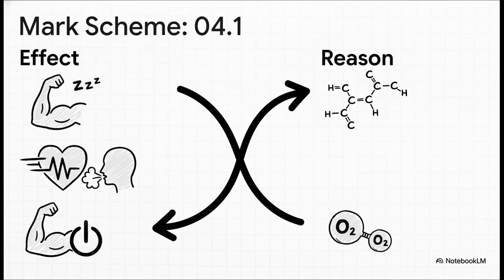And this right here is the key to unlocking those 4 marks. The points are given out in pairs. You can't just say muscle fatigue and expect a mark. Nope, you've got to link it to its cause. So you'd say muscle fatigue happens because of lactic acid buildup. Boom, that's a pair, that's 2 marks. Or you could go with heavy breathing happens to get the oxygen needed to break down that lactic acid. There's your other 2 marks.